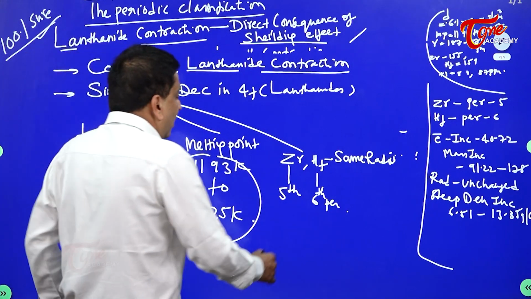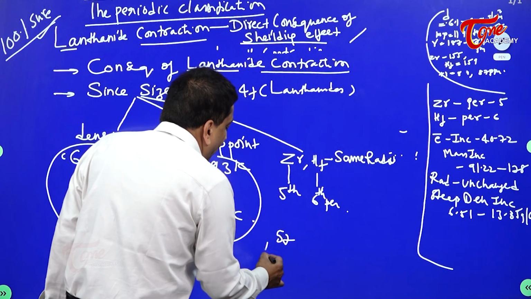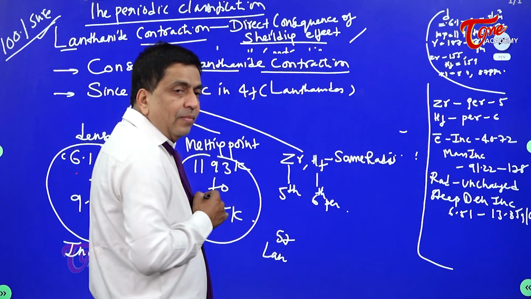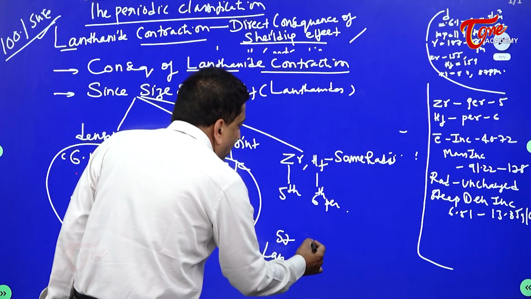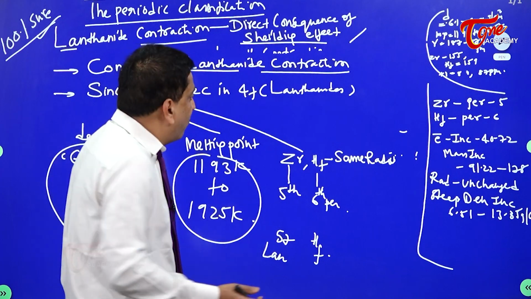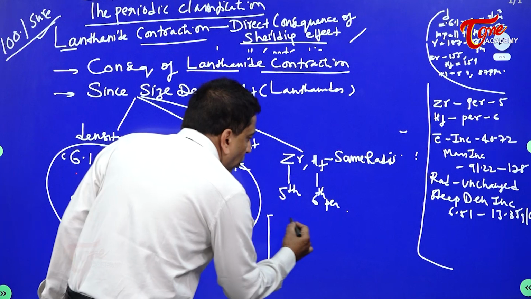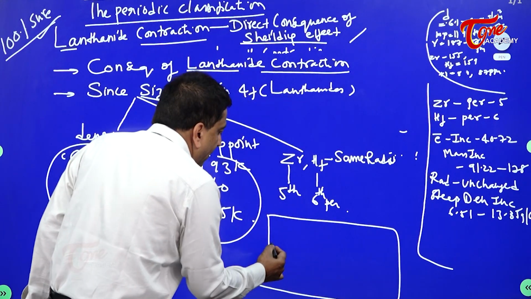That means, if I can write, this is lanthanum, 57. The next element is hafnium. If I can draw it somewhere here, watch carefully here for better understanding.